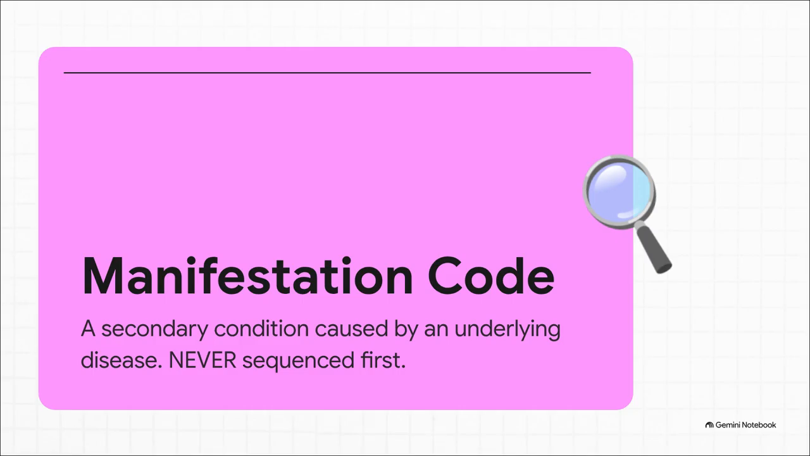Let's clearly define what a manifestation code actually is, just so there's zero confusion. It's a secondary condition caused by an underlying disease, which we call the etiology. In your ICD-10 index, these codes are physically printed in brackets. In the tabular list, they're typically italicized and have the phrase, "in diseases classified elsewhere," in their title. A manifestation code physically cannot go in slot number 1, because by definition, it's a secondary process. It literally relies on a primary cause to even exist.